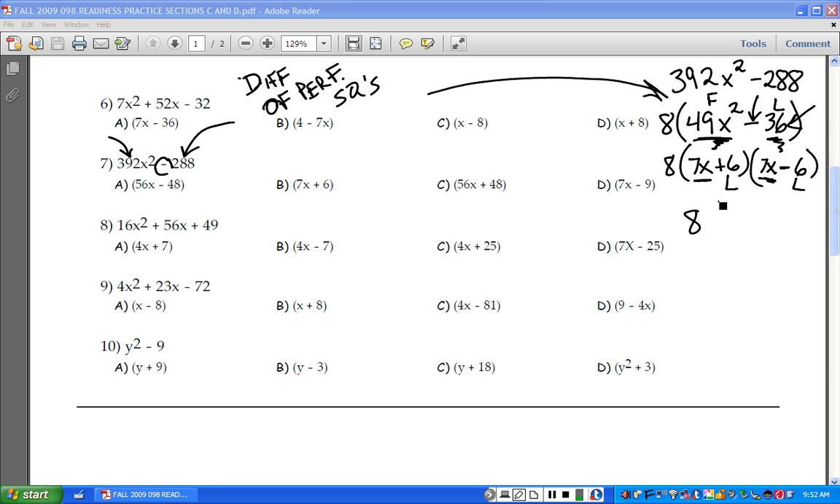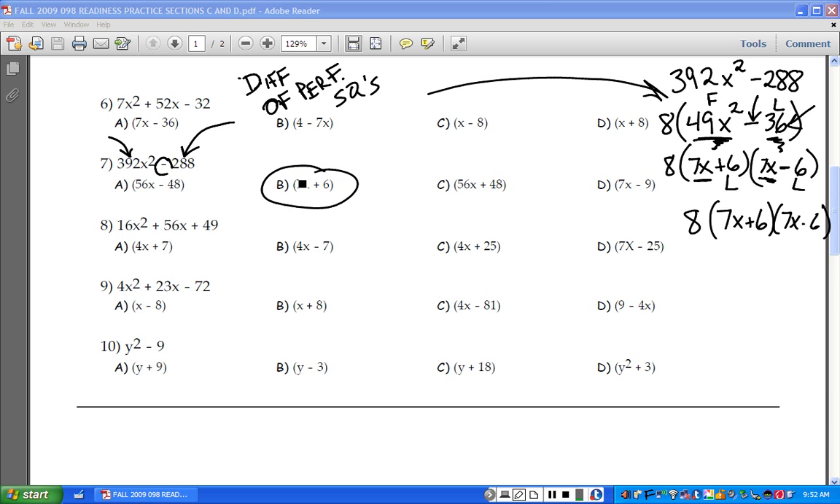So again, our final answer is 7x plus 6 times 7x minus 6. Now, as far as the order of these, it doesn't matter if you want to say 7x minus 6 times 7x plus 6. As long as you have these two specific factors, you're fine. You're not so much worried about the order here. Okay? So for this particular problem, looks like B would be our answer.